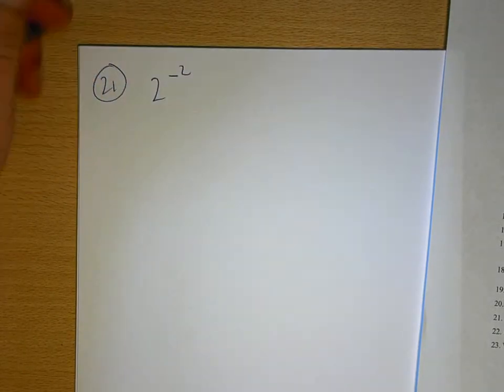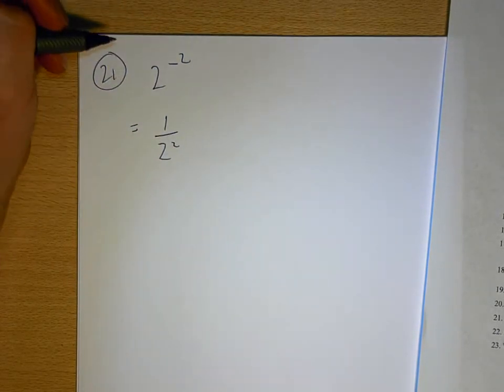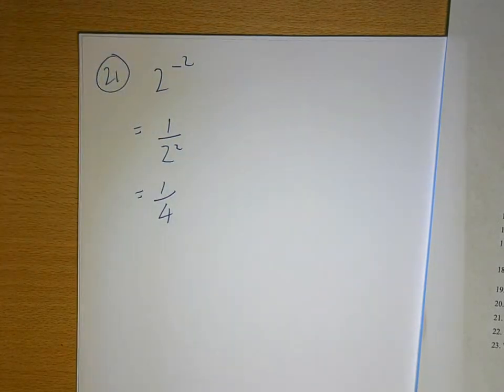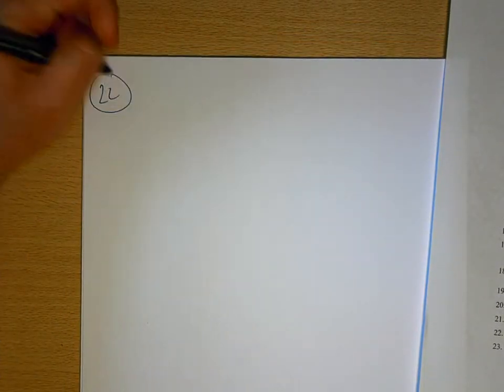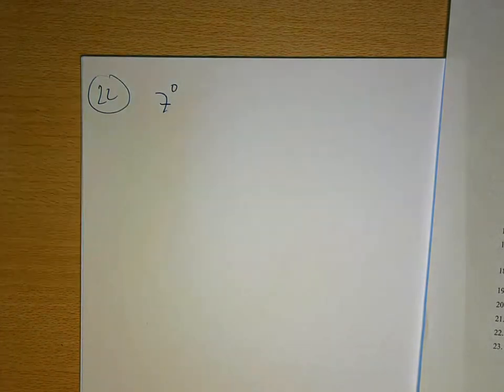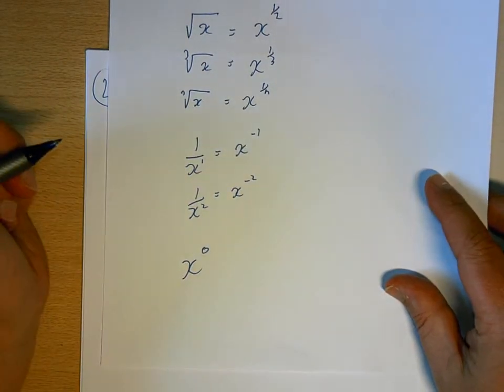Number 21, 2 to the power of minus 2. Well, the minus is telling you it's 1 over, and then the 2 is telling you that it's 2 squared, which is 4. Then number 22, we get 7 to the power of 0. Now, that's one of the remaining laws of indices that we need to cover, if I can find my general list, which is anything to the power of 0 is 1.